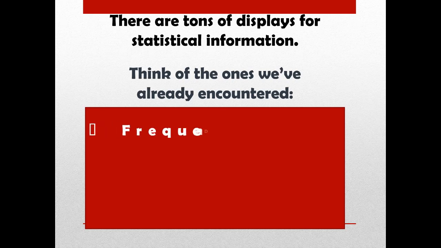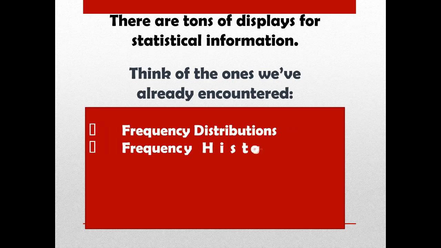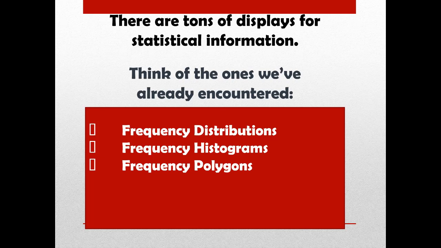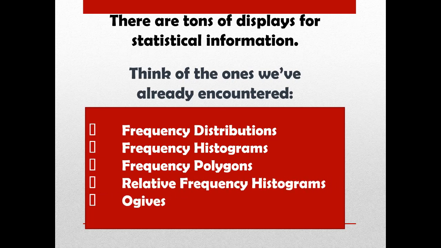The first was the frequency distribution. After that, we learned about frequency histograms. Then we talked about frequency polygons, relative frequency histograms, and then ogives. So we've already gotten 5 different displays or graphs of data, but there are a lot more.